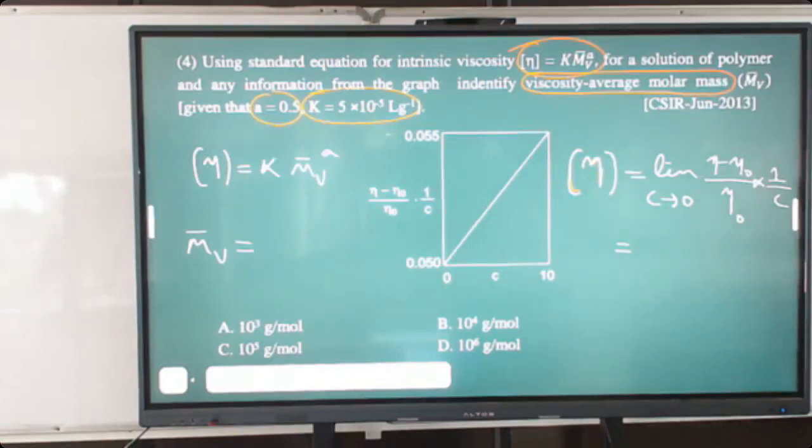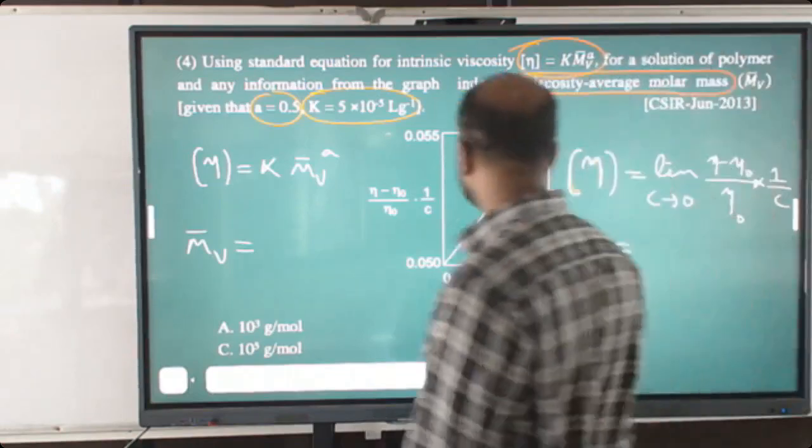Eta definition: limit as concentration tends to 0. That is, eta minus eta 0 divided by eta 0, into 1 by c. When the concentration becomes 0, eta minus eta 0 divided by eta 0 into 1 by c is called eta. That is the intrinsic viscosity.